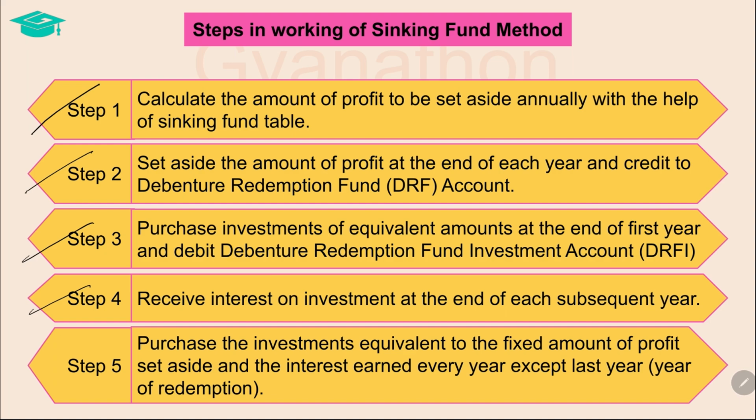Step 4 is to then receive interest on the debenture redemption fund investments at the end of each subsequent year. Step 5 is to repeat the same process of step 3 and step 4 every year except the last year, that is the year of redemption. So step 5 is to continue keeping aside an ascertained amount for investment and collecting the interest earned on investment and reinvesting such interest also along with the amount set aside to be invested.